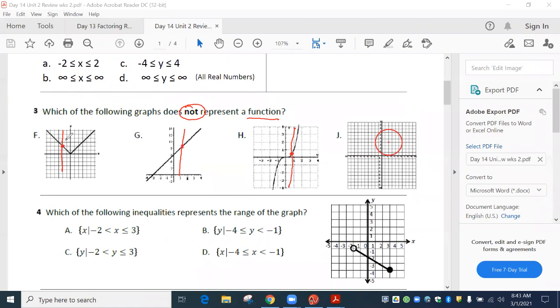So I go back up, and this time I actually am careful, and I realize they're looking for the one that is not a function. And the one that's not a function would be J, because it touches twice. So you draw a vertical line, it's called the vertical line test. If it touches it twice, it's not a function. If it only touches it once, it is a function. All right.